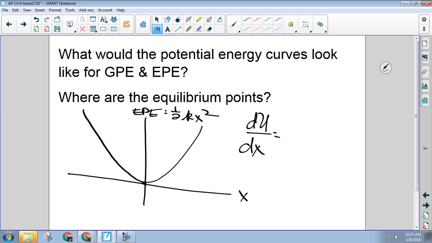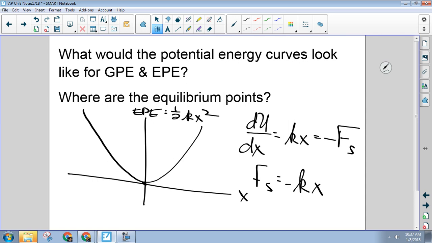Let's see, kx, right? But that's equal to the opposite of the force exerted by a spring, because the force of a spring is negative kx. That makes sense too. Over here, my slope is positive, which would indicate a positive force, but if you stretch a spring in a positive direction, isn't the force negative? And over here, if I stretch a spring in a negative direction, then the force would be positive. Follow? Okay, so those are potential energy curves.